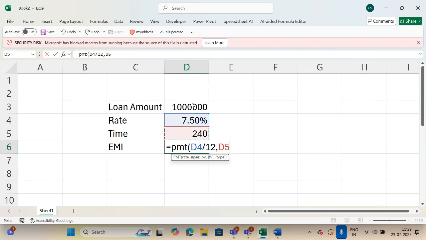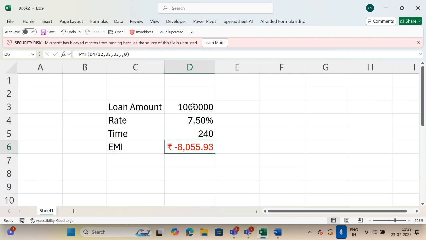Then Nper means number of installments, comma. This is PV, present value. You don't want FV, so just put a comma and leave it blank. If you are paying in the second half of the month, then put a 0. What is the EMI? You have to pay an EMI of 8,055 rupees, and it will be an outflow. So that's why it is giving you the negative figure. Is it clear? Just check it and do it yourself.